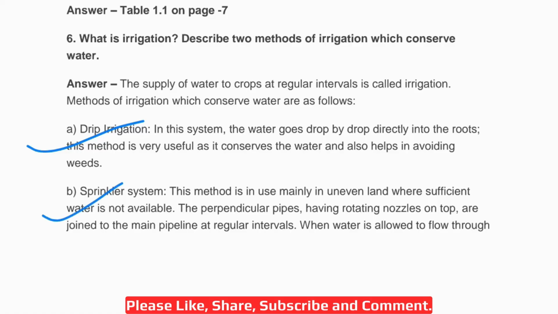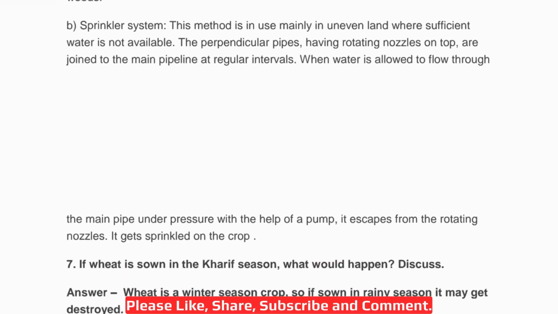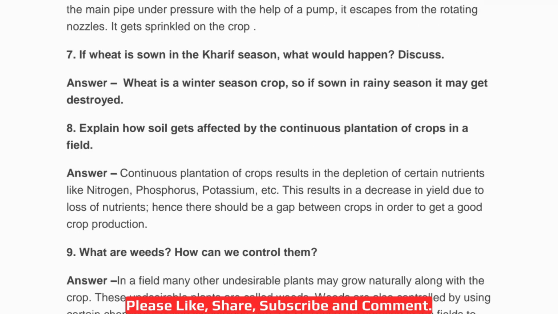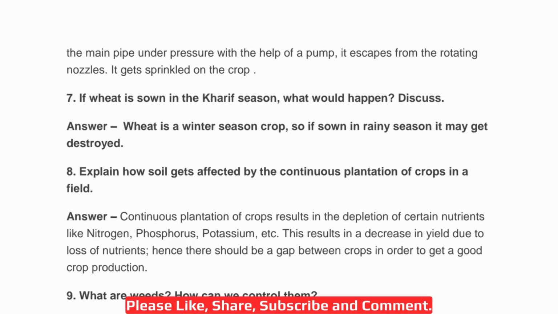Then B, sprinkler system. This method is in use mainly in uneven land where sufficient water is not available. The perpendicular pipes having rotating nozzles on top are joined to the main pipeline at regular intervals. When water is allowed to flow through the main pipe under pressure with the help of a pump, it escapes from the rotating nozzles and then it gets sprinkled on the crop. So these methods are very essential to save water.